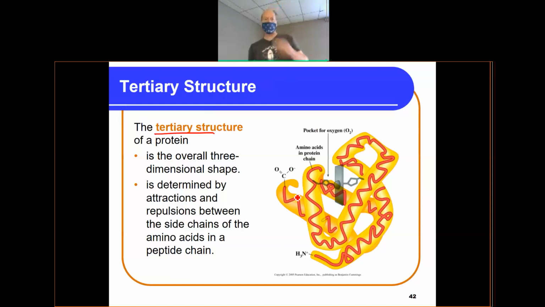All right, tertiary structure is the overall 3-dimensional shape of your protein. And it is determined by the attractions and repulsions between the side chains of your amino acids. So your acidic and basic amino acids will form a salt. You've got your nonpolars and nonpolars that will interact. You've got your polars and nonpolars repelling. All kinds of interactions between your side chains.